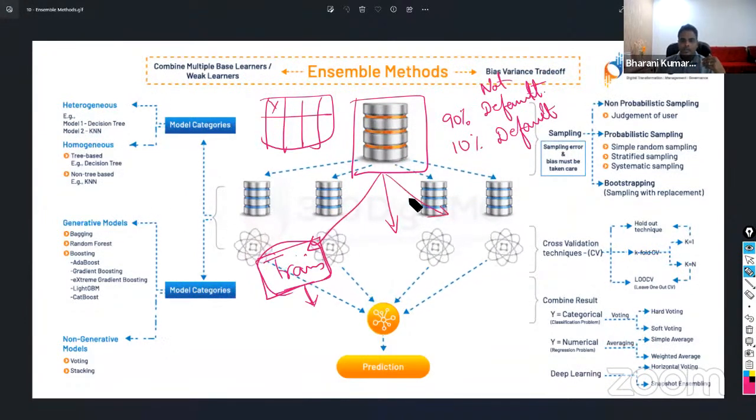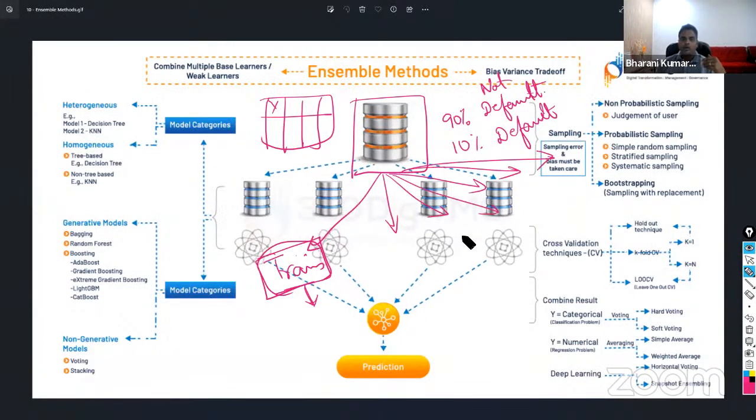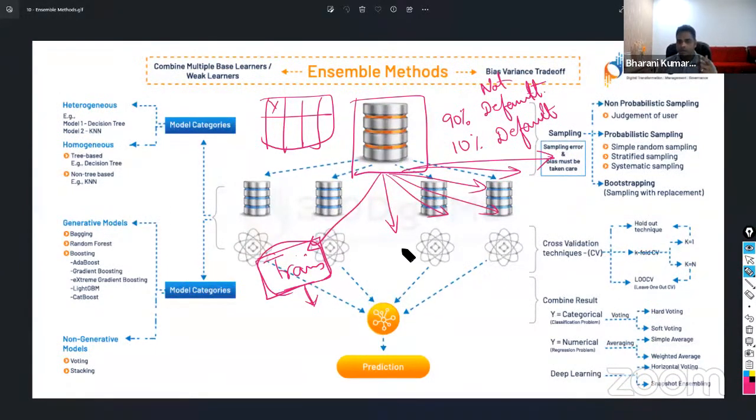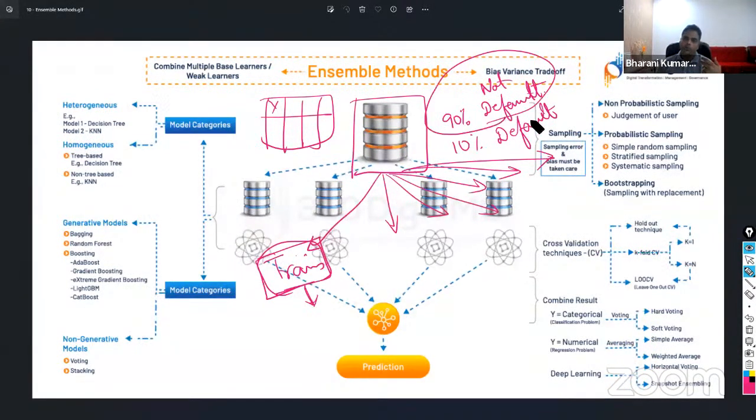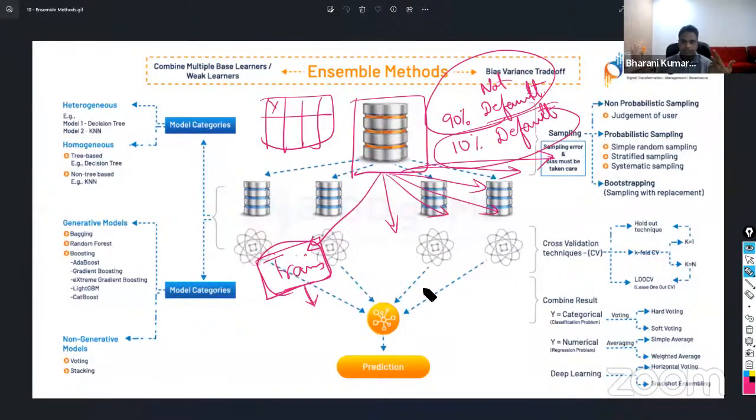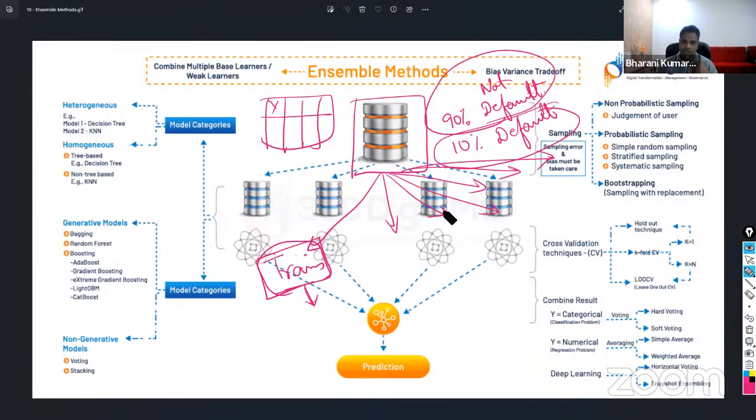But when you keep splitting it multiple times and build models on all these different samples, then chances are bleak that each time your underlying data would have more of not default and less of default. So this is how ensemble techniques counter the imbalance in the data set.